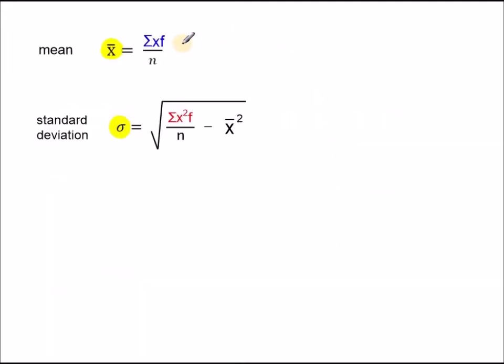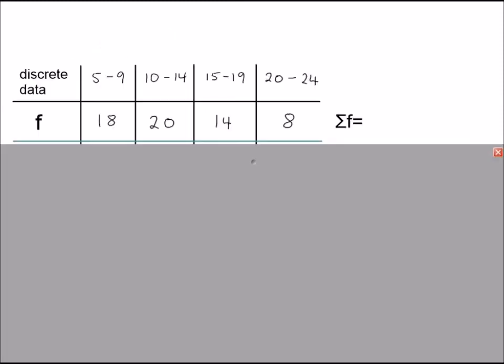These are the formulae for the mean and standard deviation when working with a frequency table. So we know we need xf values and we need x squared times f values. When working with grouped data, we use class midpoints. So in the table we work out the sum of all the frequencies.